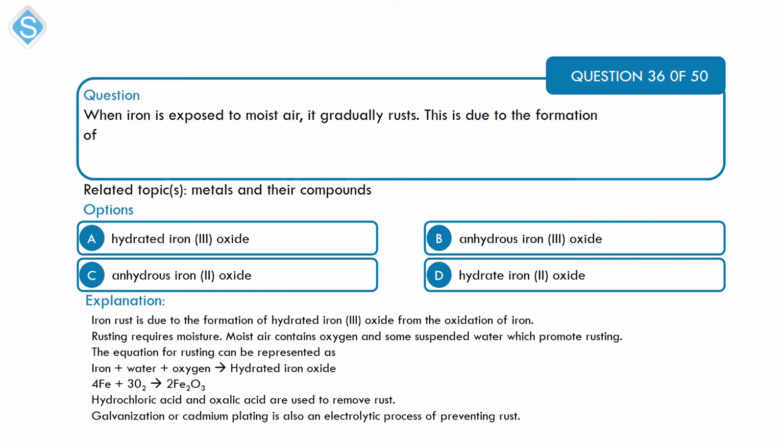So hydrated iron 3 oxide is rust. That's option A. Iron rusts due to the formation of hydrated iron 3 oxide from the oxidation of the iron. Rusting requires moisture, that is a mixture of water and oxygen. To prevent the rusting of iron, it could be galvanized with zinc, or it could be electroplated with cadmium. Also, hydrochloric acid and oxalic acid are used to remove iron rust. We've talked about galvanization and the removal of rust in a previous question.